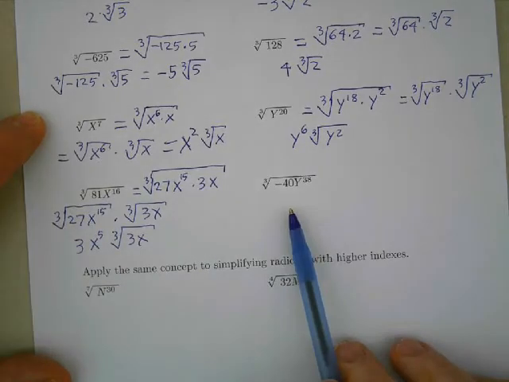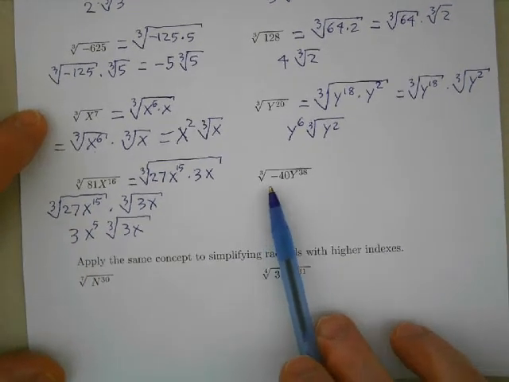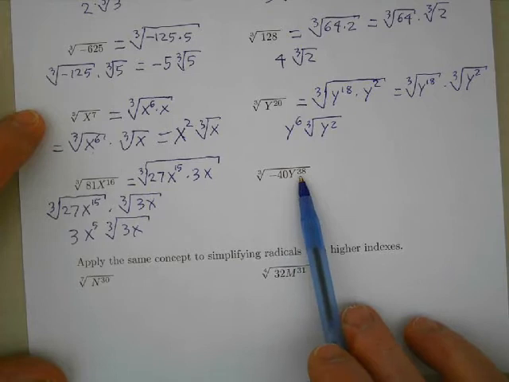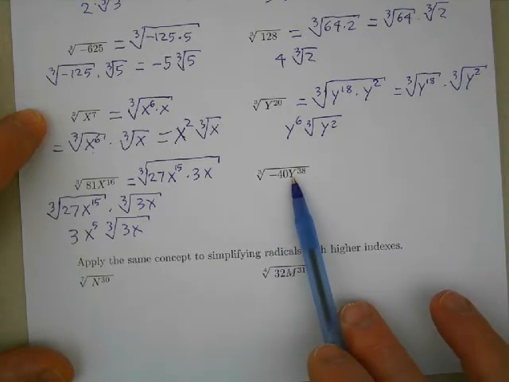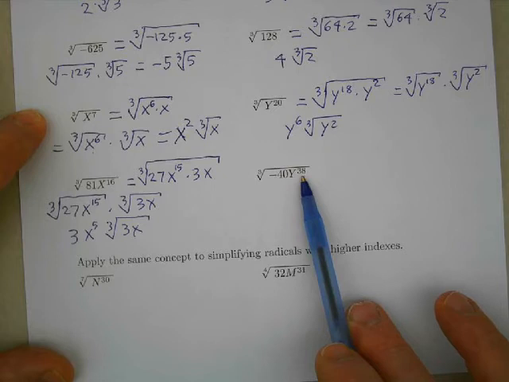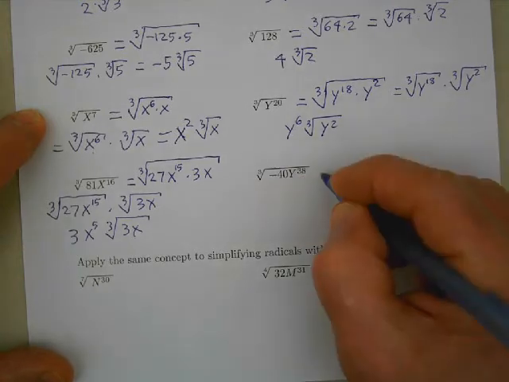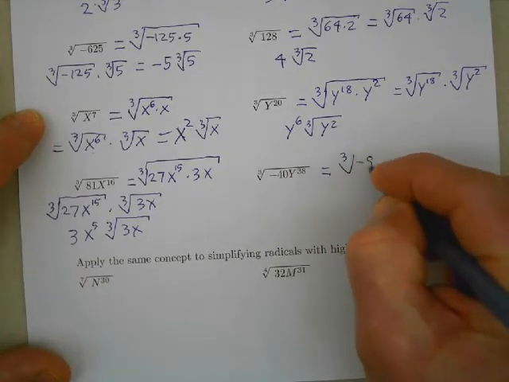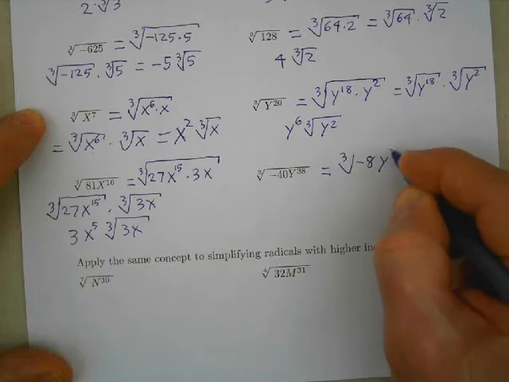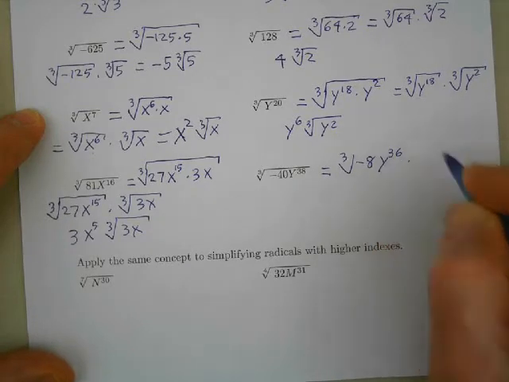Okay, one more cube root. The cube root of negative 40y to the 38th. Negative 8 is a perfect cube, and negative 8 is a factor of negative 40. Y to the 36th is a perfect cube, and it's a factor of y to the 38th. So we'll rewrite this as the cube root of negative 8 y to the 36th times 5 times y to the 2nd.